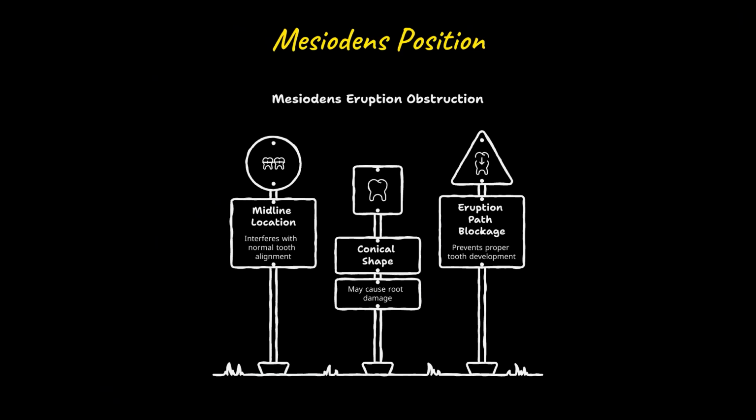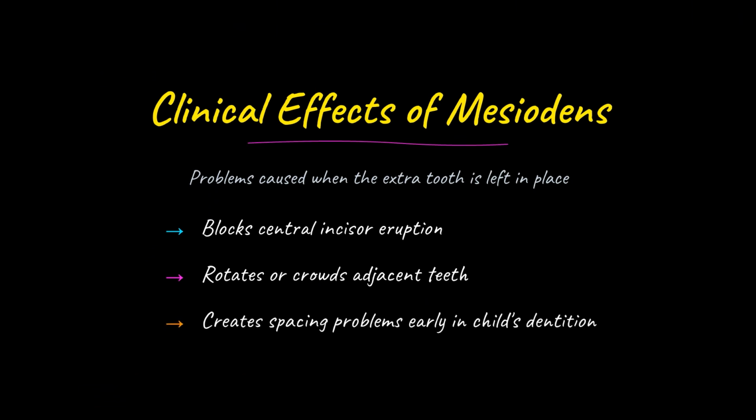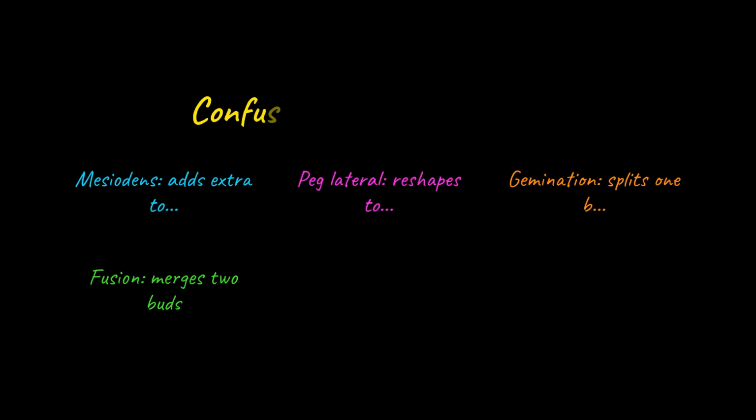Because it occupies the eruption path, it can physically obstruct or deflect the permanent incisors as they try to come in. Clinically, a mesiodens left in place blocks central incisor eruption, rotates or crowds adjacent teeth, and creates spacing problems that show up early in a child's dentition. Removal typically allows the held back incisor to erupt normally.